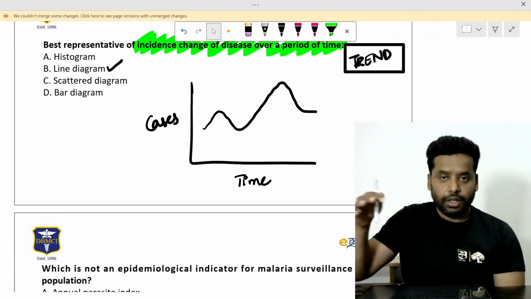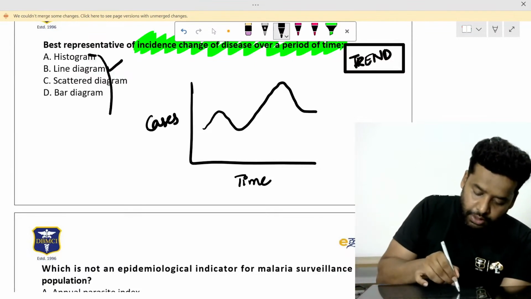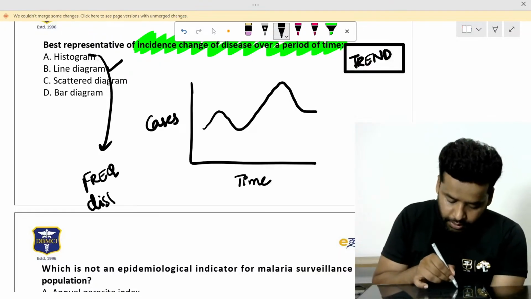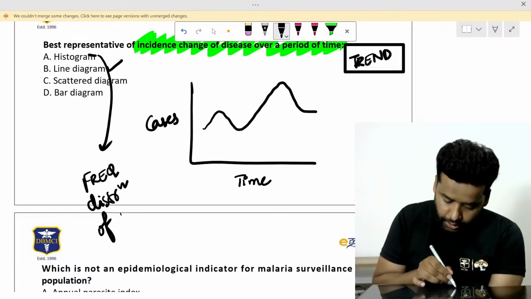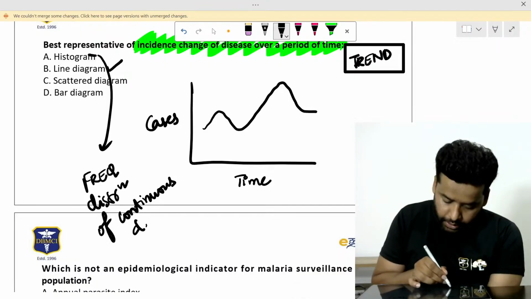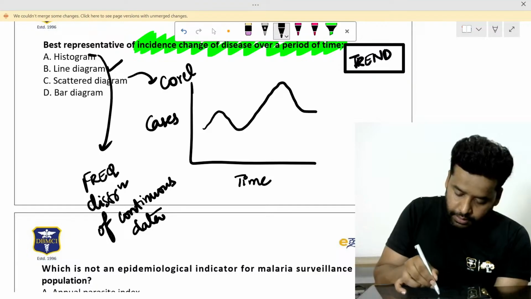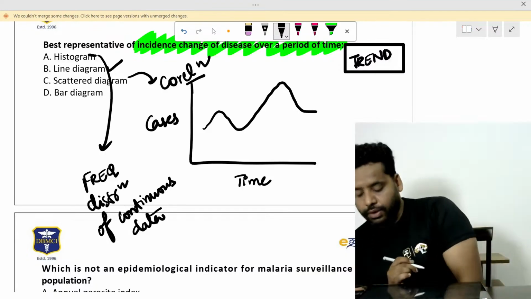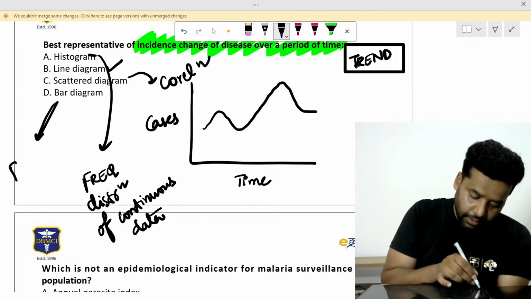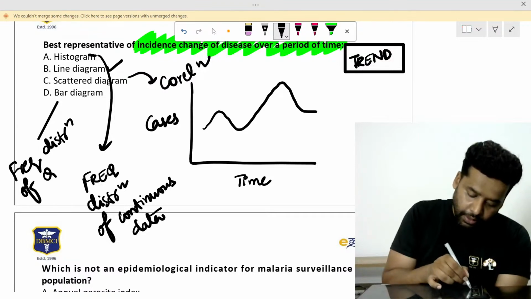What is the use of a histogram? We have continuous bars. It shows frequency distribution of continuous data. Scatter diagram is for correlation. Bar chart is for qualitative data, the frequency distribution of qualitative data.